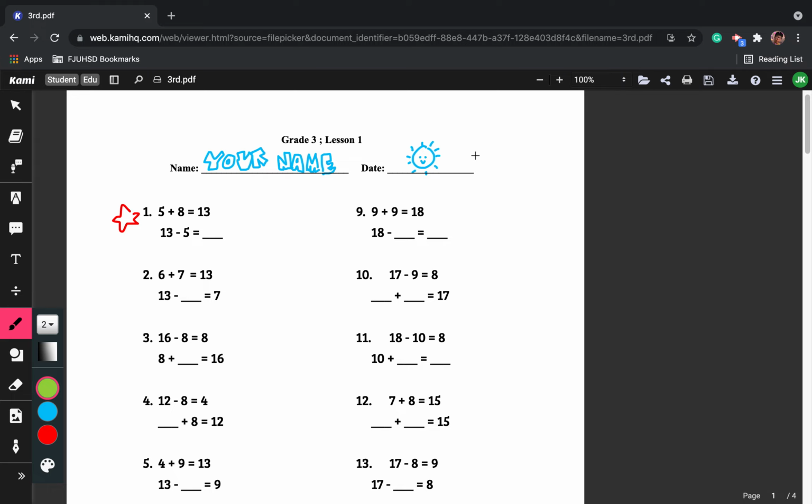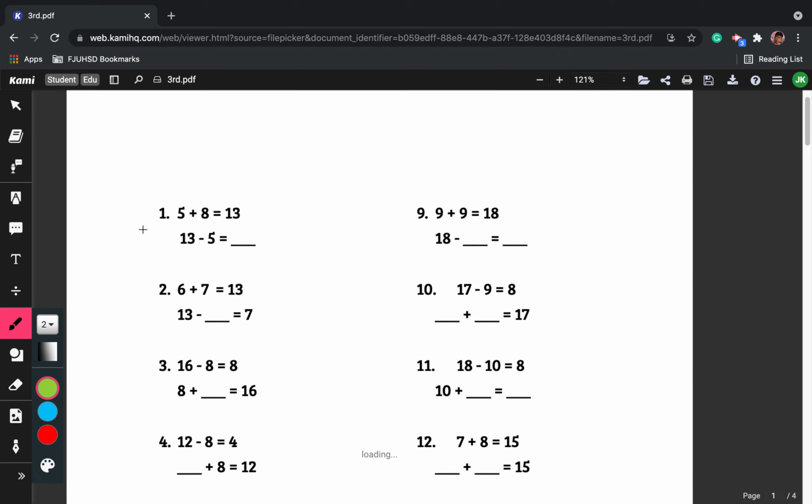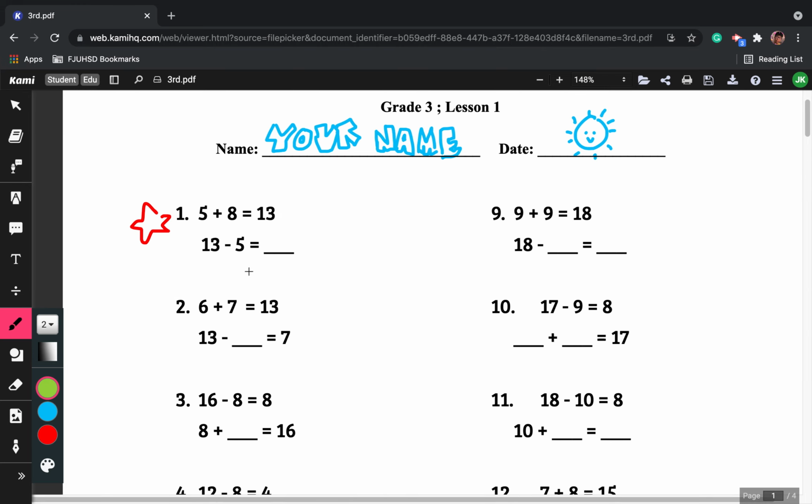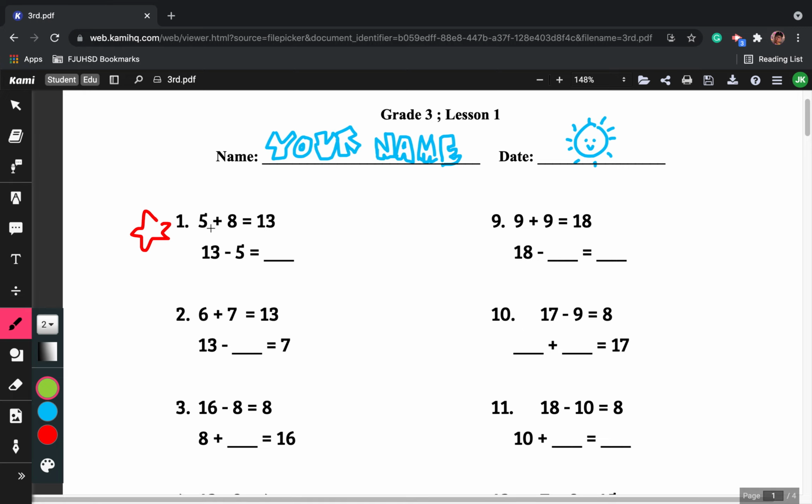Anyways, I'm going to do some examples, and with the help of the examples, I hope everything is going to be easy for you. So, let's start with this first question. They say that 5 plus 8 is 13. So 13 minus 5 is blank.